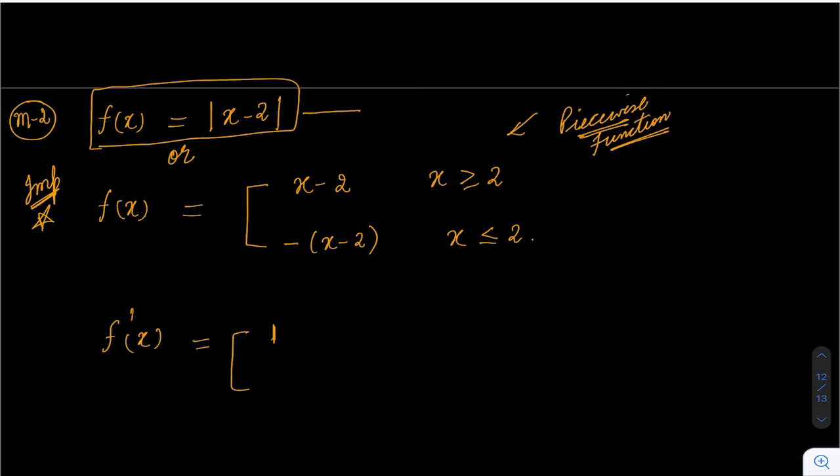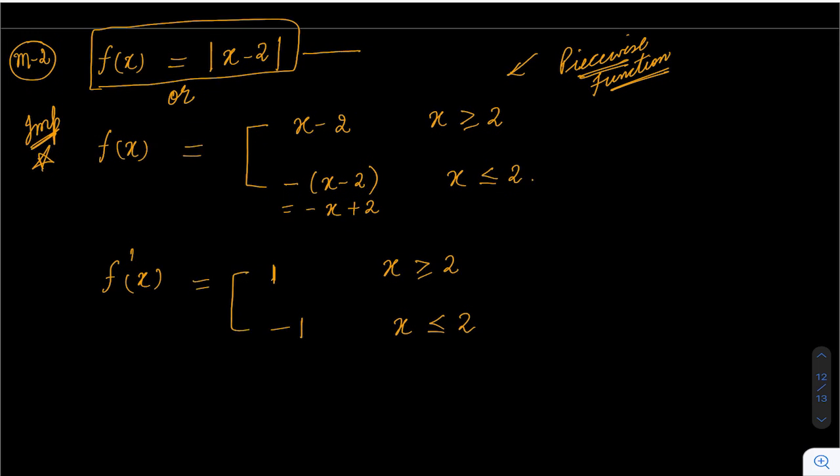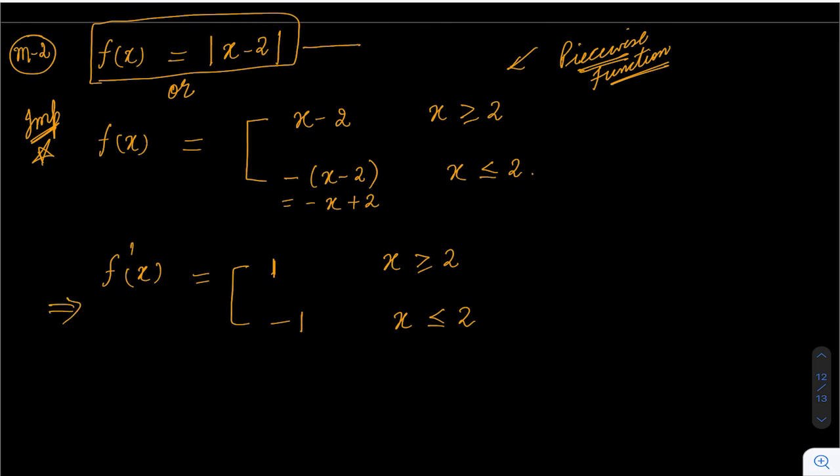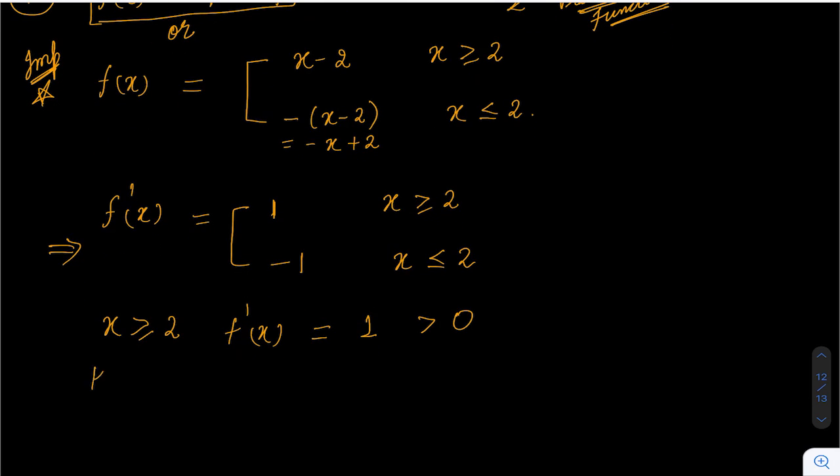What is the differentiation of minus of x minus 2? It means this is nothing but minus x plus 2, right? So the differentiation of minus x plus 2 is minus 1. And this is when x is greater than or equal to 2, and this when x is less than or equal to 2. So now we know f dash x. So I can simply say, when my x is greater than or equal to 2, f dash x is equal to 1, which is greater than 0. Hence, my function is an increasing function.